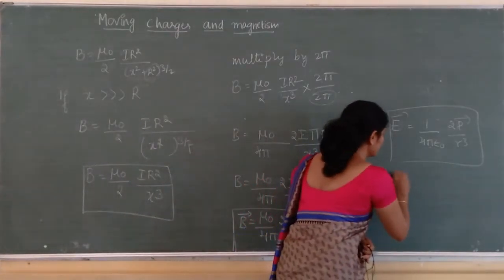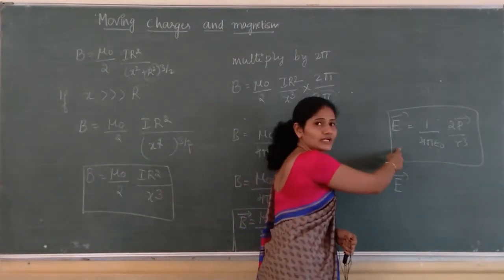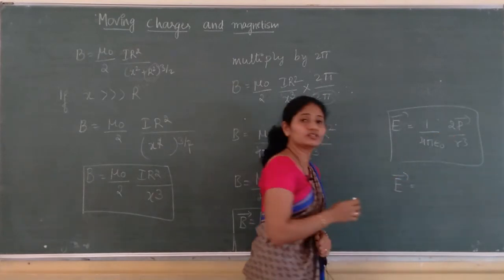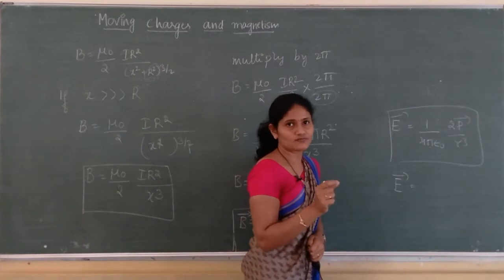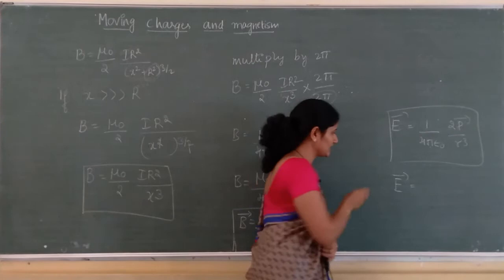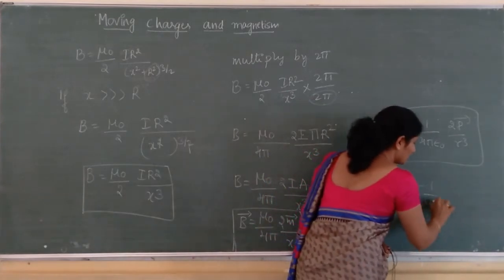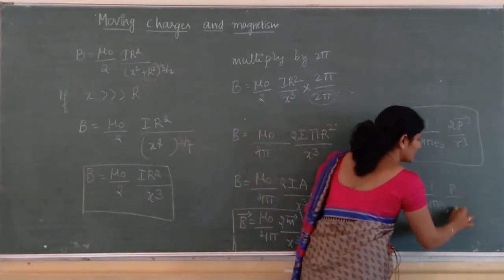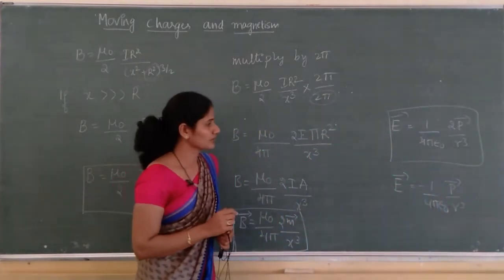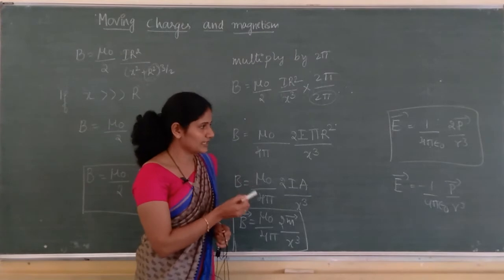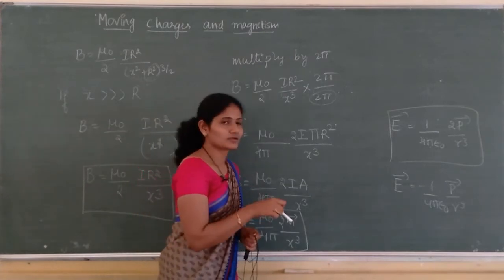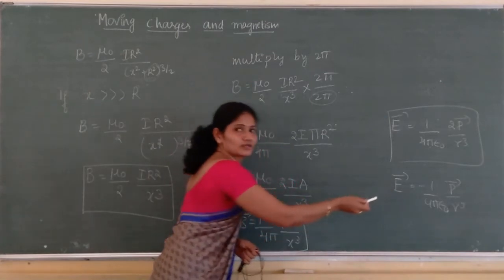So, this is the expression for electric field along the axial line. Similar to this, we have electric field on the equatorial plane. The expression for electric field in terms of electric dipole moment on the equatorial plane: E is equal to minus 1 by 4 pi epsilon naught p by r cube. So, this is the expression for electric field in terms of electric dipole moment on the equatorial plane.